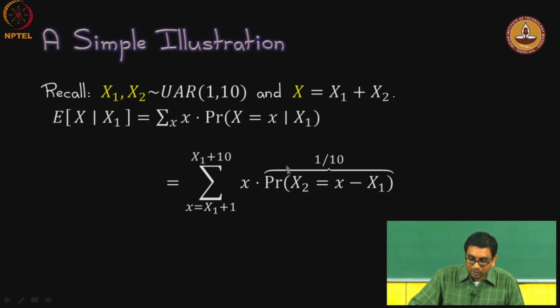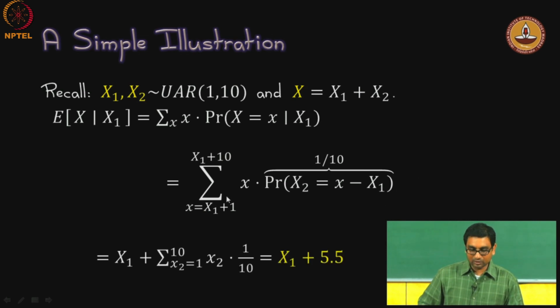In other words, when will that happen? Another way to write this is that this lowercase x should be equal to x1 plus x2. And for that specific value of x2, for the event that happens when x2 takes the value lowercase x minus x1, what is the probability of that specific event happening? It is going to be 1 over 10. So, this whole probability is basically 1 over 10. Now you can expand this out.